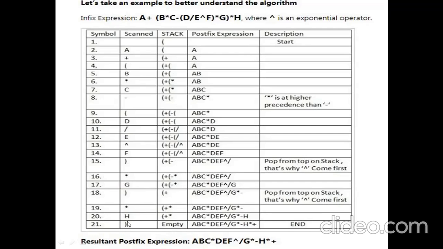The last one is the closing parenthesis. Till the starting, meaning the left parenthesis, all the values are popped one by one from the stack. First pop star, then plus. So star and plus. This is the end of the infix to postfix conversion. So our final expression A plus B star C minus D divided by E exponential operator F star G star H is converted into ABC star DEF exponential division G star minus H star plus.